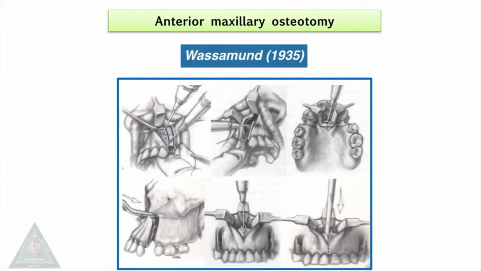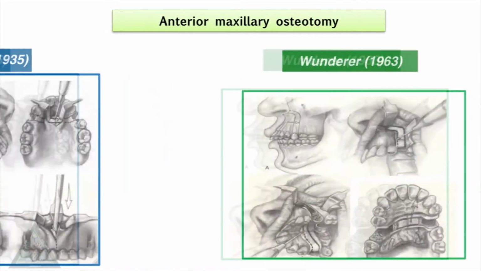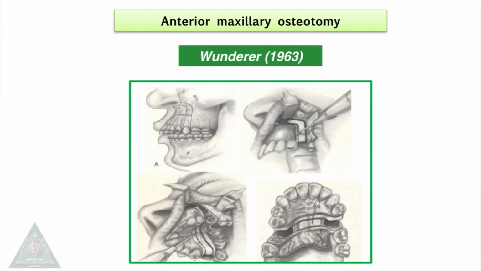In the Wassmund technique, two vertical incisions are placed in the premolar region and along the frenum, and a midline sagittal incision along the hard palate. The osteotomy is carried out using these incisions and the maxilla is mobilized and fixed. The Wunderer technique is almost similar to Wassmund except for the fact that the palate is exposed by a transverse palatal incision with the margins away from the osteotomy site.